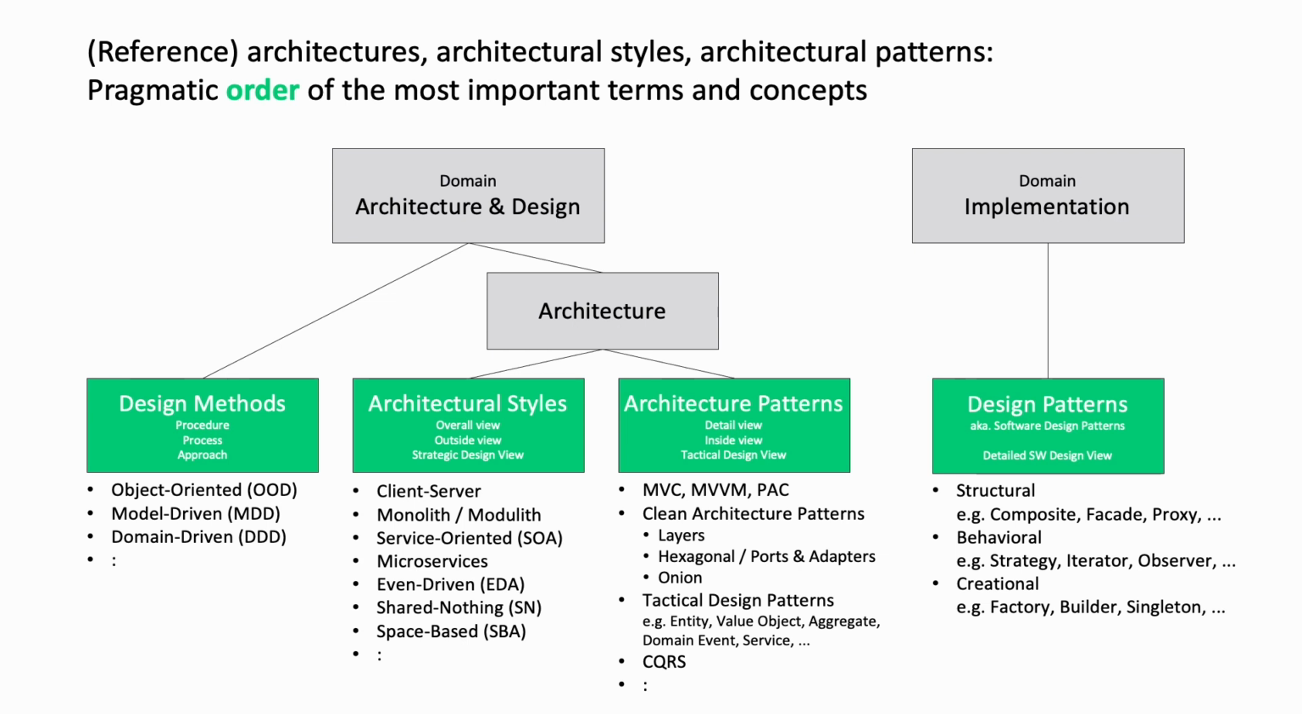Of course, the division into exactly these four categories is not always clear-cut. For example, tactical design patterns and general software design patterns. Nevertheless, from a pragmatic point of view, this order is sufficient, and we can now take a closer look at the individual concepts sorted there in order to understand what is hidden behind the term software architecture.